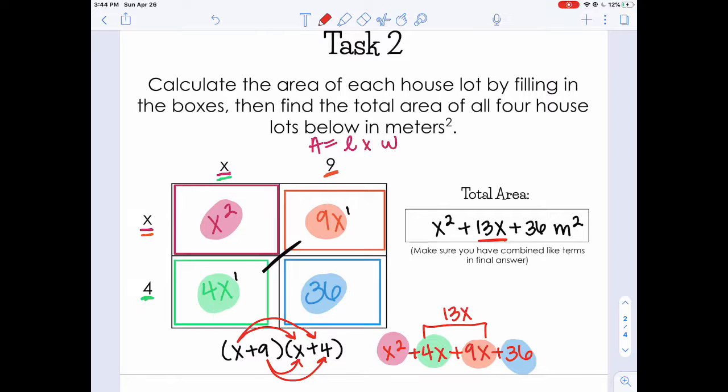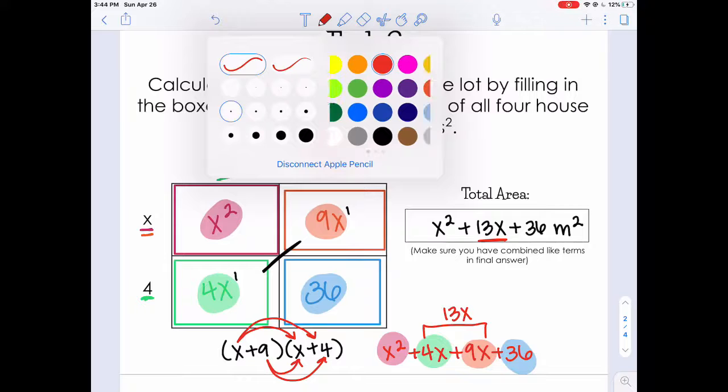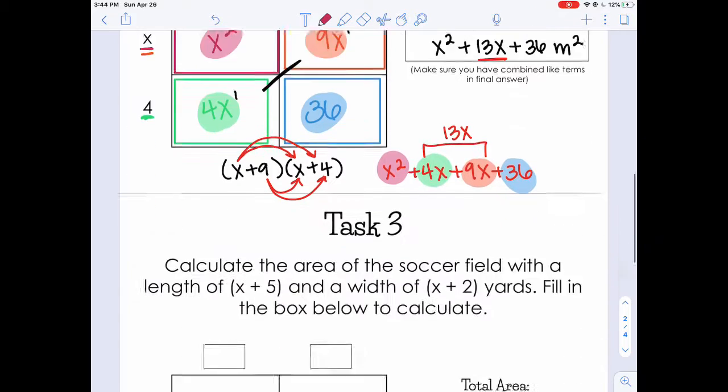One way is called the box method, where it's an area model. We're finding the area and then combining our like terms. Down below is what we've done before, the distributive property, just now with more terms. So we have a couple options when we're doing this. Let's take a look at task number 3 next.